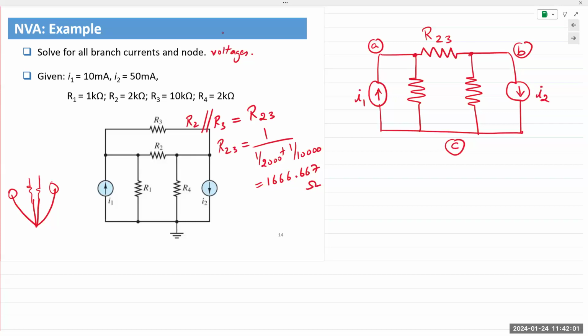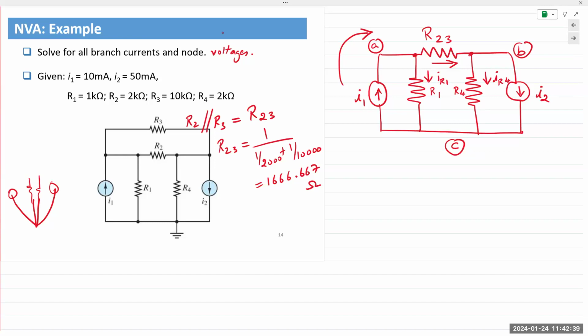And here's where it gets interesting. Which direction would you choose the current? Logically, I just like to follow the left to right convention. So if I'm starting from the left, my current is going in this direction. I would choose R23 to go from left to right. I would also choose IR4 and IR1 coming down from the top.